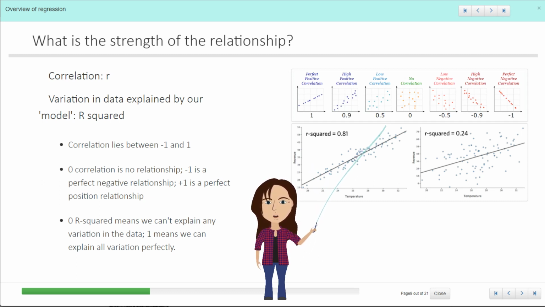If there's no relationship, if there's no correlation, then the R squared will also be very low. It means we can't explain very much of the variation in the data with our line, and that would be close to 0. If you had perfect correlation near 1, then you would get a very high R squared. Same with perfect negative correlation, you would get a very high R squared, meaning that you can explain a lot of the variation in the data with your regression line.